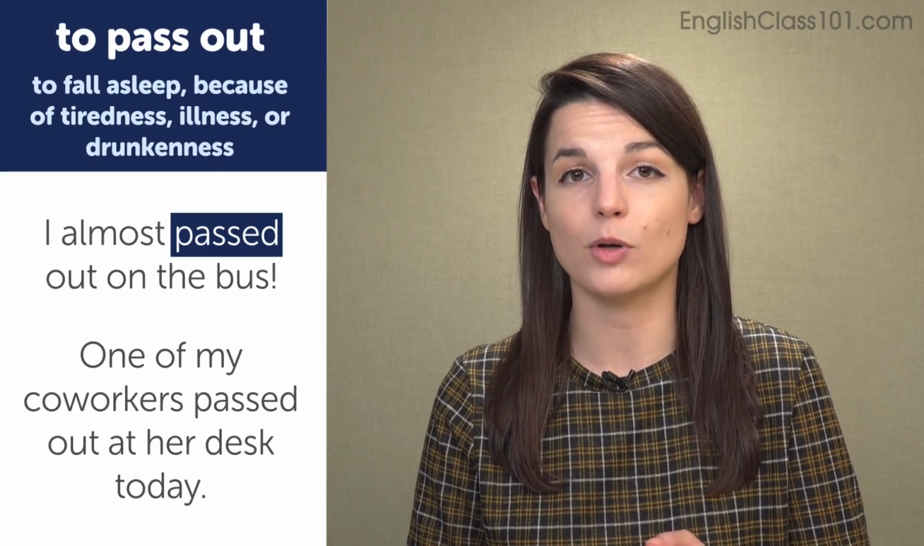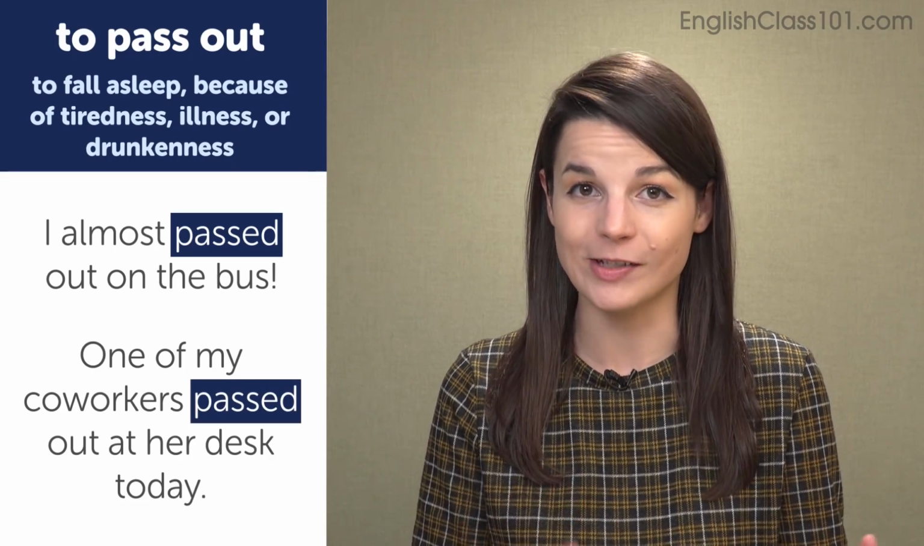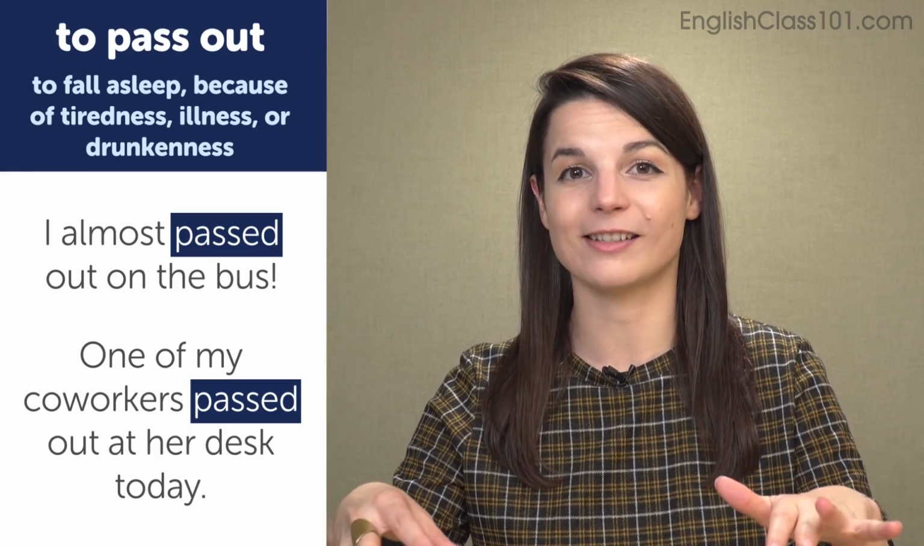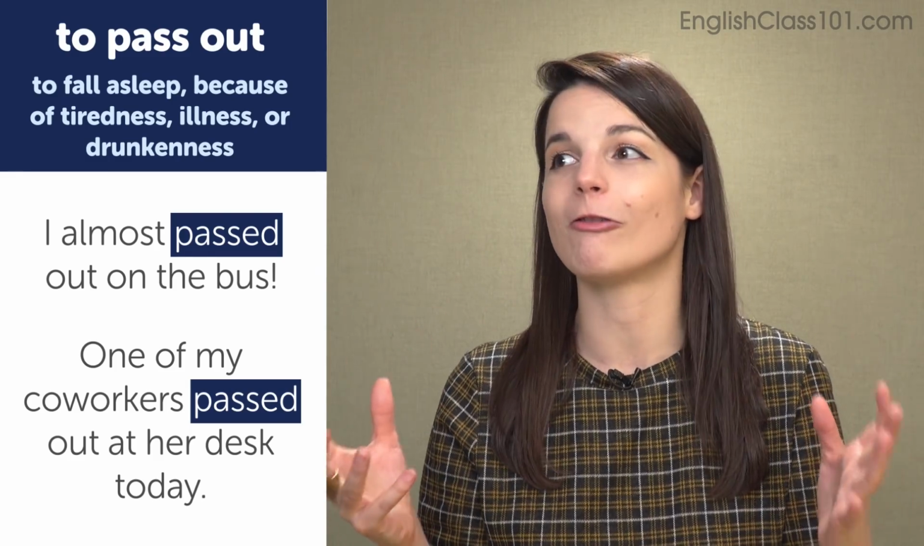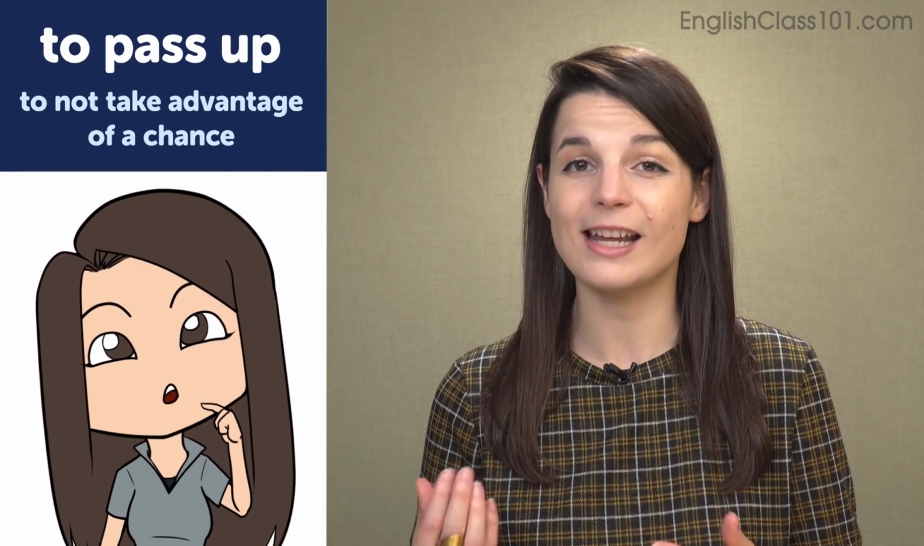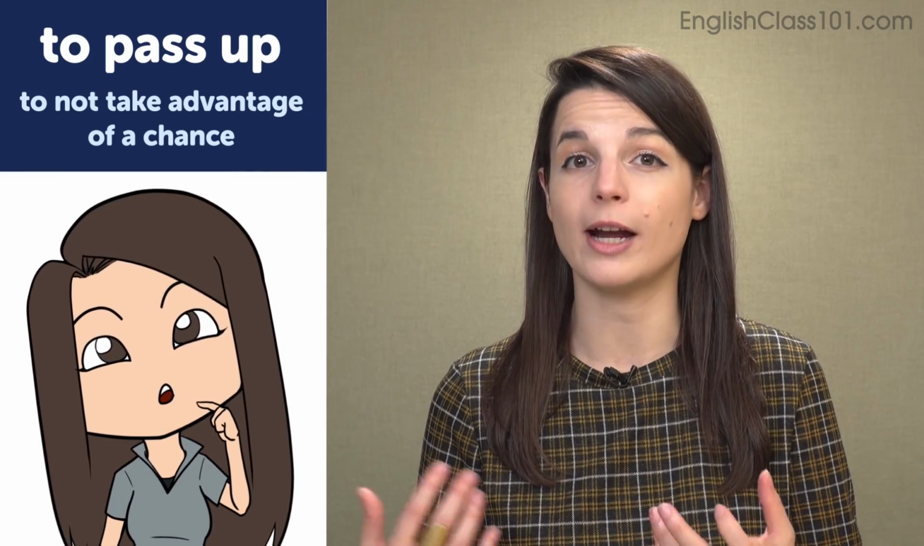In the second example, a coworker passed out at their desk. It's like someone was so tired, they're sleeping at their desk. So it's kind of a rough image of falling asleep. The third variation for this verb is to pass up. To pass up, this means to not take advantage of a chance or an opportunity.